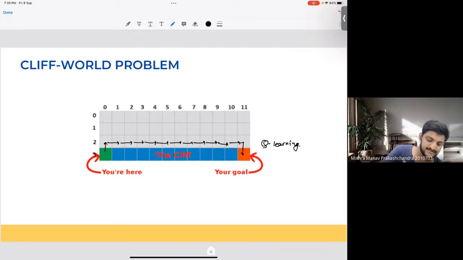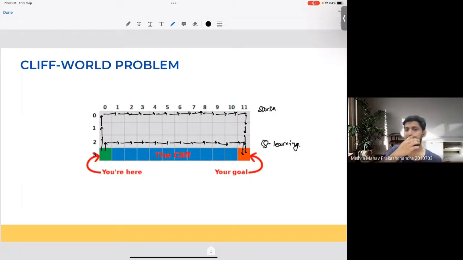But in your SARSA algorithm, it will try to be far away from the cliff itself, so that even if you try to explore randomly, you don't fall off the cliff. So if you're far away from the cliff, it's better for you. So you take this particular path and you get the policy, right? This is SARSA.